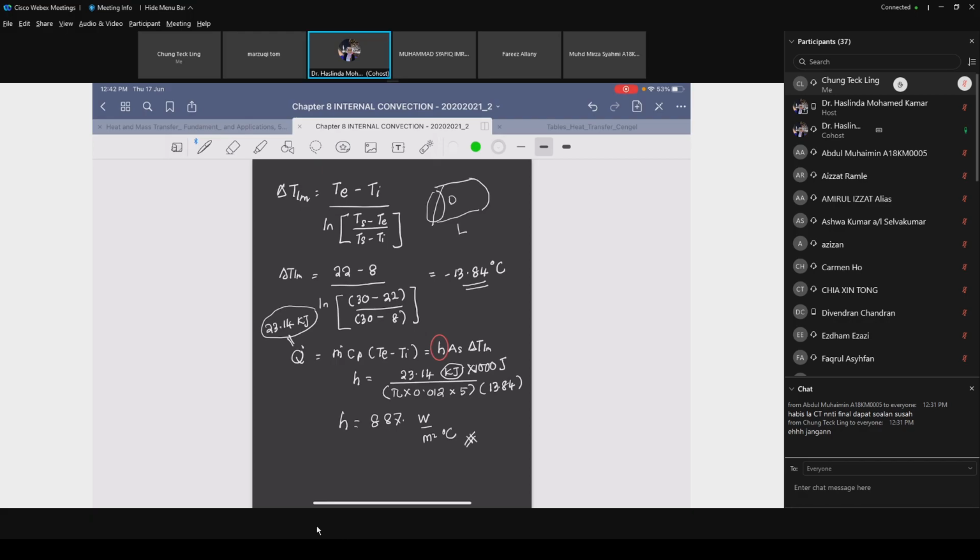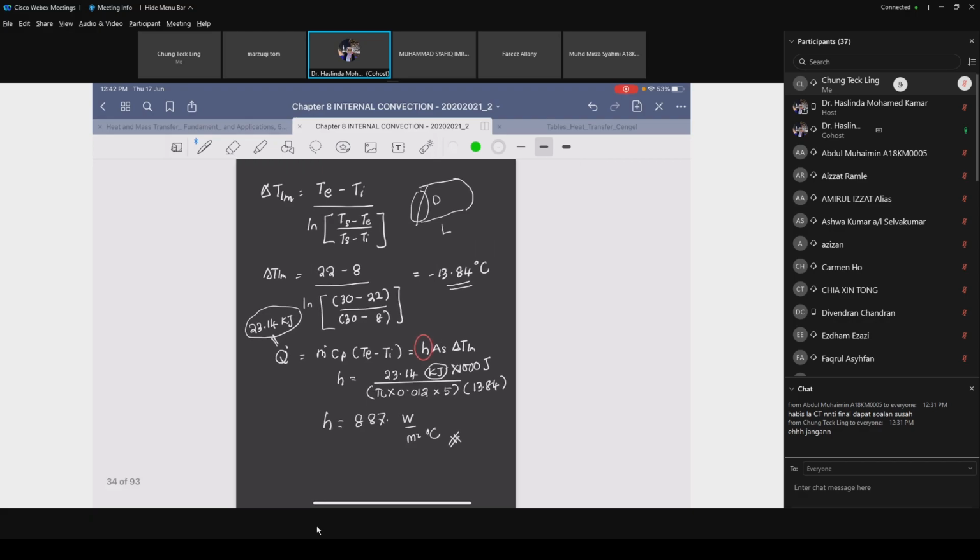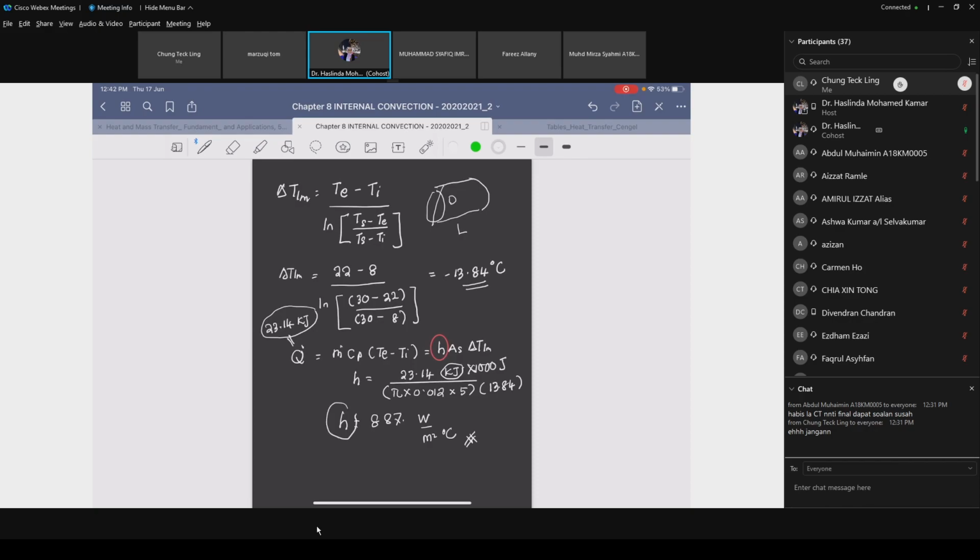Okay, tapi for this solution saya tak help you to do assumptions kan? But you must specify your assumptions. For instance, maybe you said the H is average H for the entire tube, sebab H usually different.